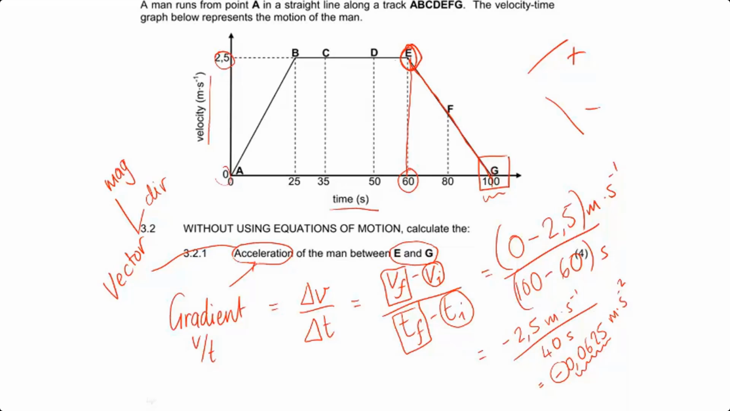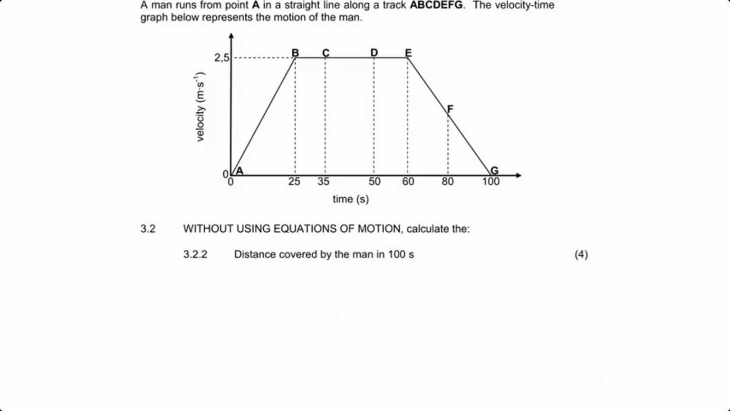But what does a negative direction for acceleration mean? It means that it's speeding up in the opposite direction of motion. So we give our answer like that, 0,0625 meters per second squared is the magnitude of the acceleration, and then the direction is in opposite direction to motion.